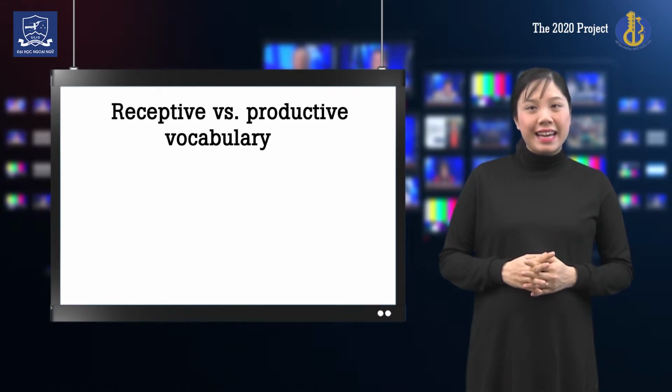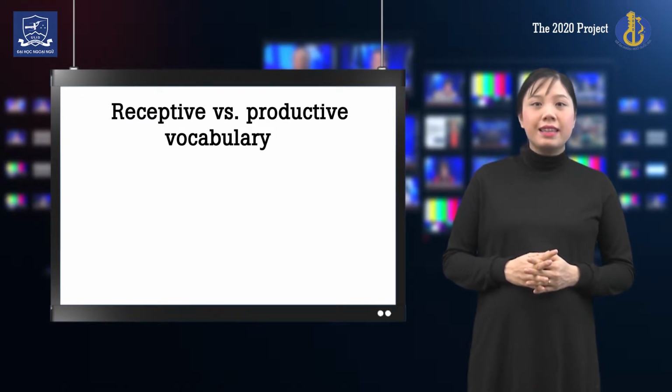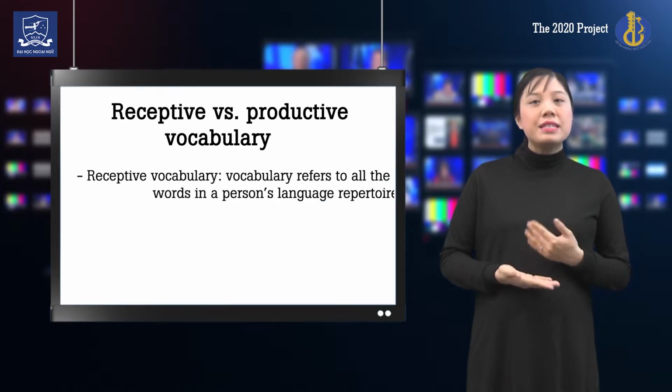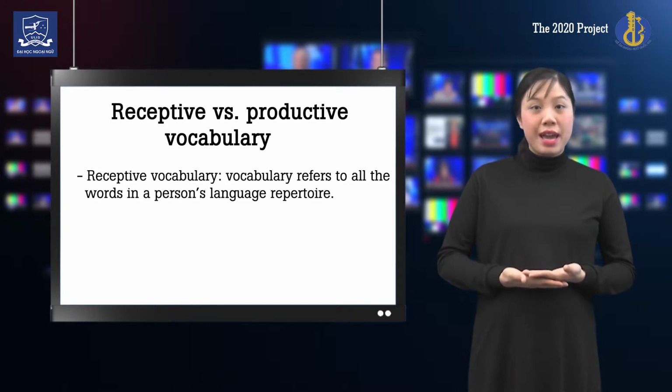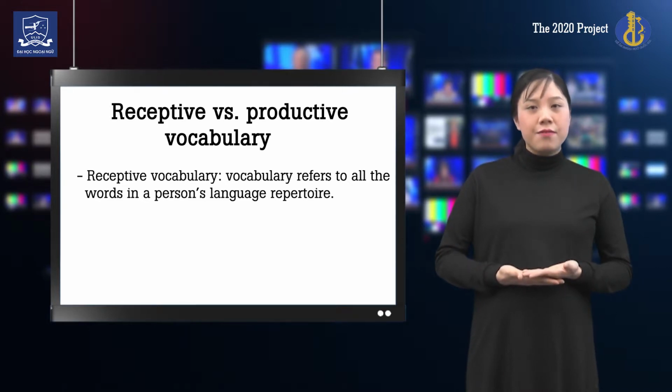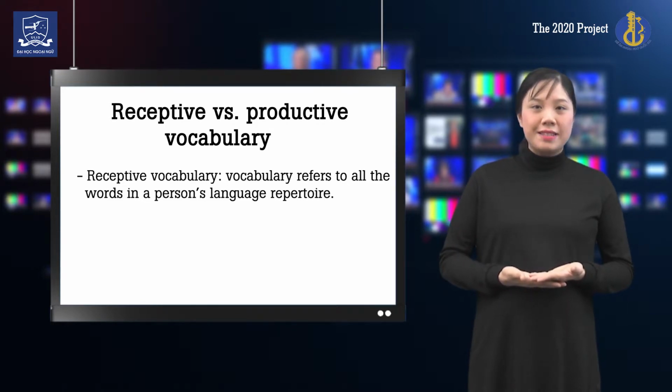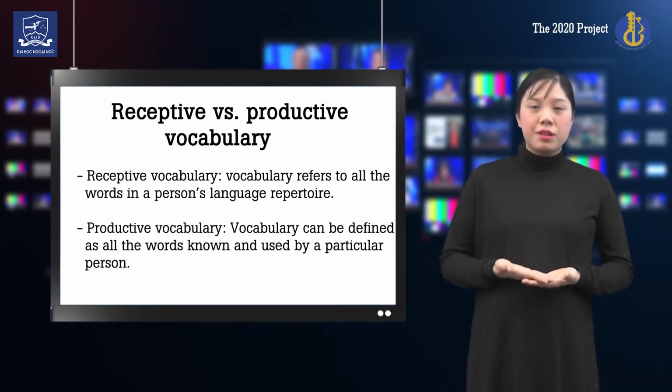To have a better understanding of testing receptive and productive vocabulary, we need to clarify these terms. Regarding receptive vocabulary, it refers to words that a person can comprehend and respond to, even if the person cannot produce those words. In contrast, productive vocabulary refers to all the words known and used by a particular person. We may be able to recognize a word when we see or hear it, but are we able to use it in our speech or writing?